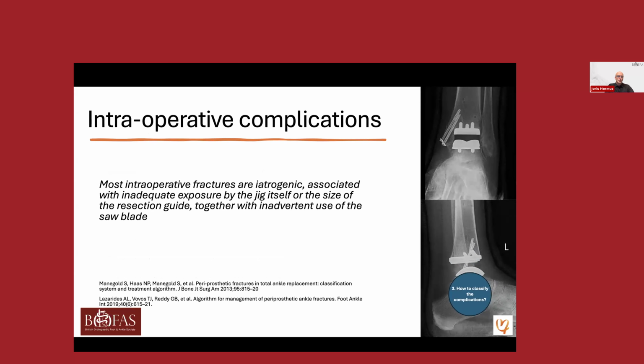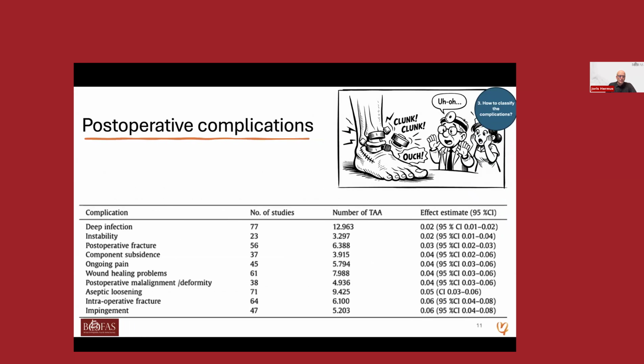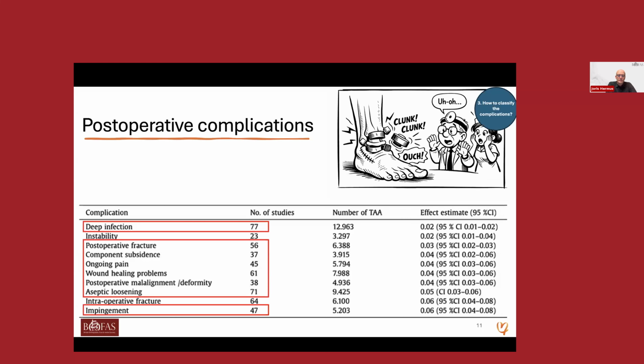So the most common intraoperative complication is a fracture. These are iatrogenic. They are most of the time linked to an inadequate exposure of the jig or the size of the resection guide, along with the improper use of the saw blade. However, with the current guides, this will probably occur less than before. According to the postoperative complications, they include deep wound infection, postoperative fracture, instability, malalignment, and impingement. But maybe they can also be seen as surgeon-related.